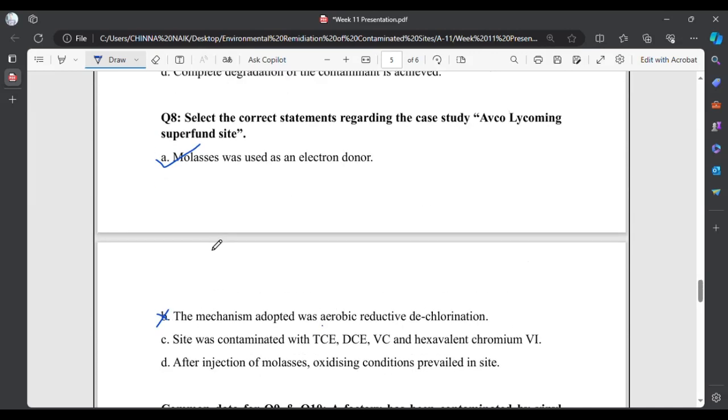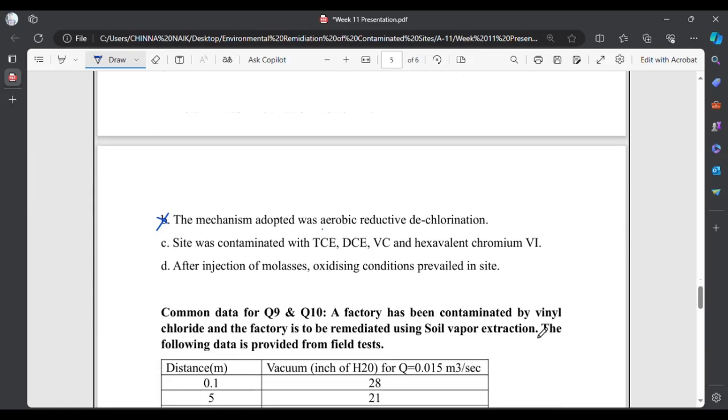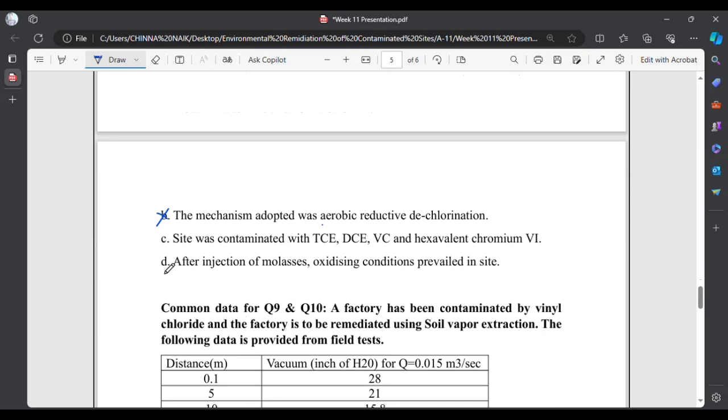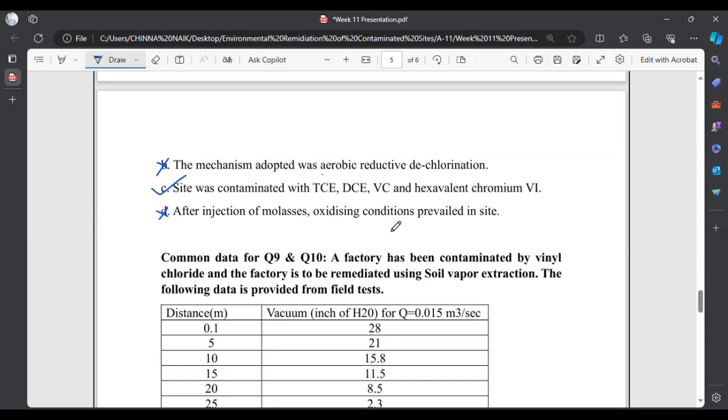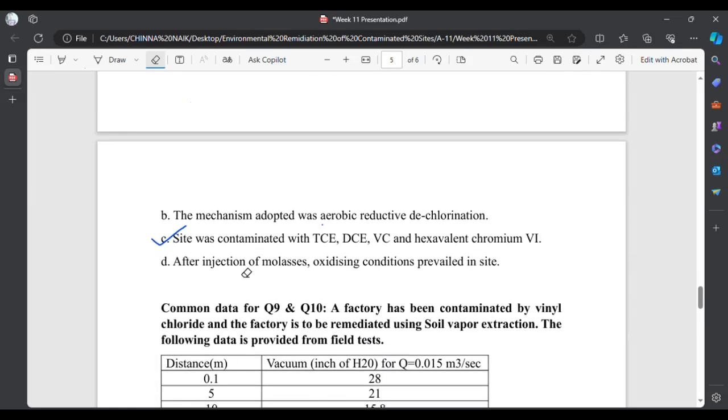And coming to option C: the site was contaminated with TCE, VC and hexavalent chromium. After injection of molasses, oxidizing condition prevails inside. Is it true or false? False, because here molasses is acting as an electron donor, not an acceptor, so not an oxidizing agent, right? So the solution for this question is A and C.